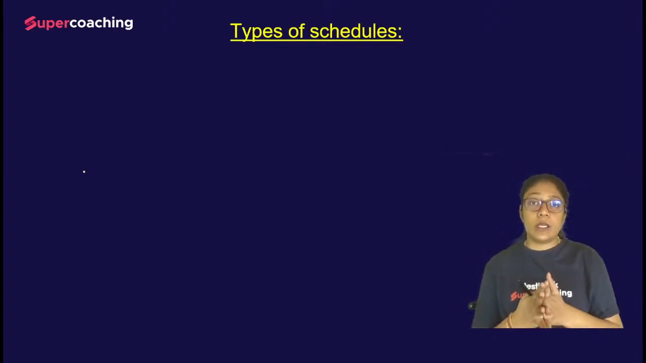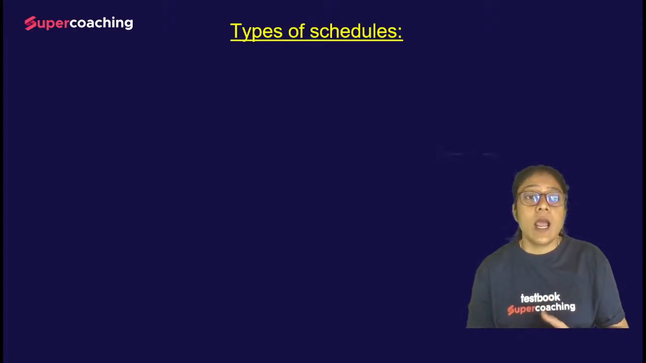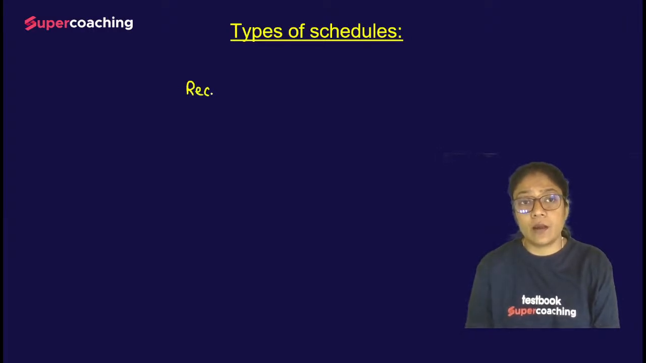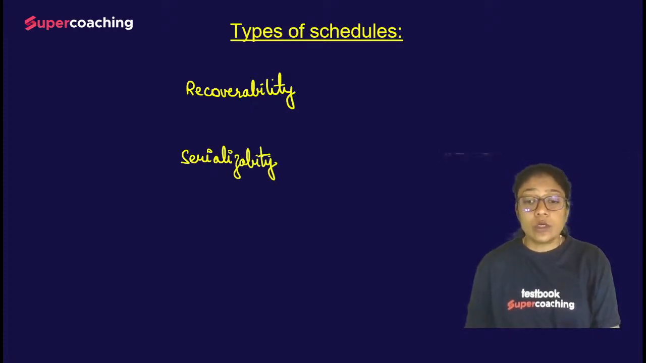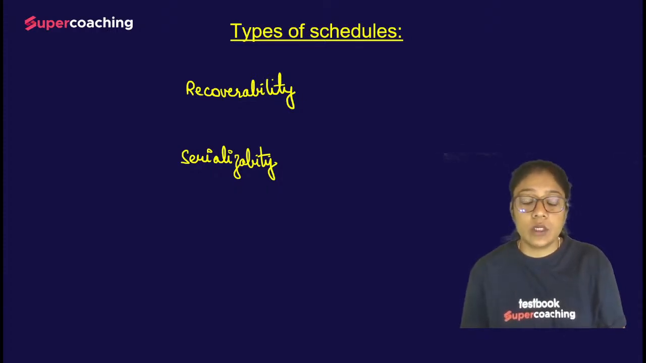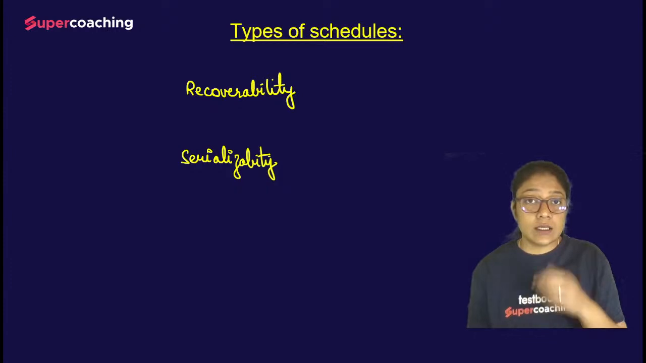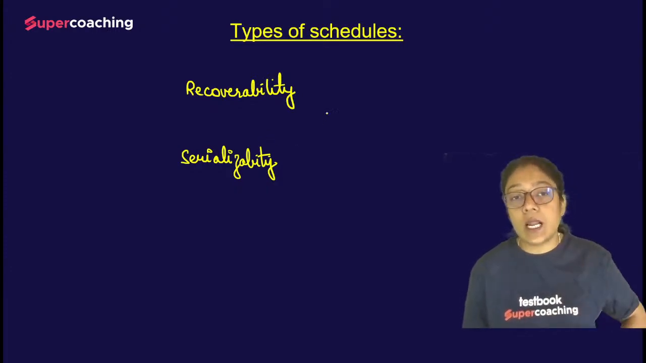So in the exam, you will be given the transactions and a schedule, and they'll say that the given schedule is recoverable. So we can classify the schedules on the basis of recoverability, or on the basis of serializability. In order to control the concurrency, these schedules are categorized into two categories, recoverability and serializability.